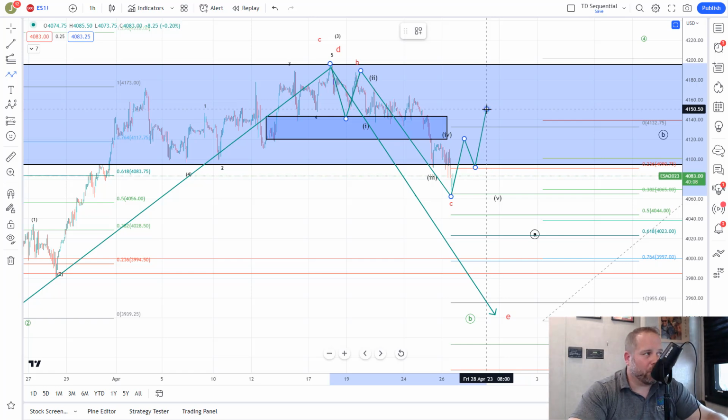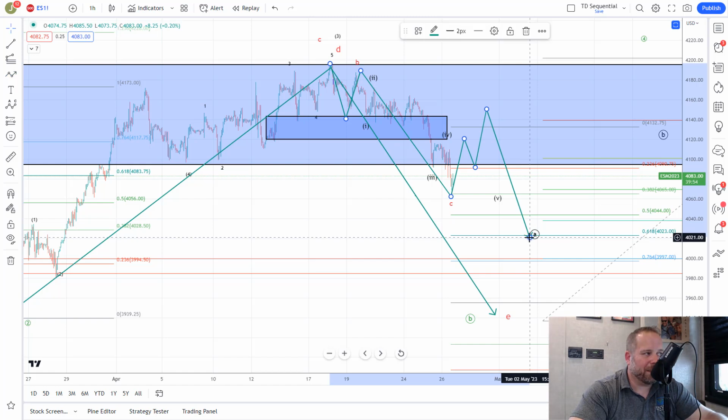So 4140 to 50, we would look for a B wave of this bigger A wave right here. So if we've got this ABC down, that would be A of A. We'd look for B of A up, and then C down to complete this A wave in the 4020 area. This is typically where you would expect this A of A to end based on where we're targeting. It targets right in this 4020 area on the bounce up to 4050. So this is where you would expect this low to happen and then look for this next bounce.